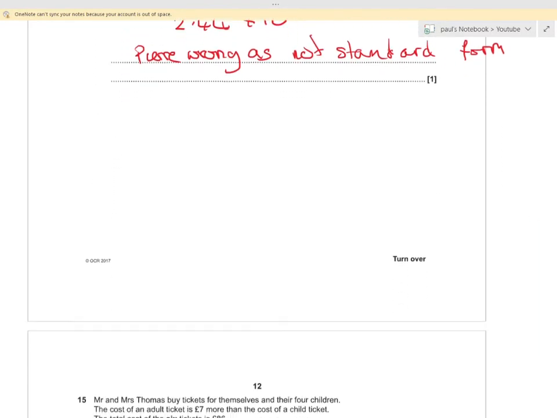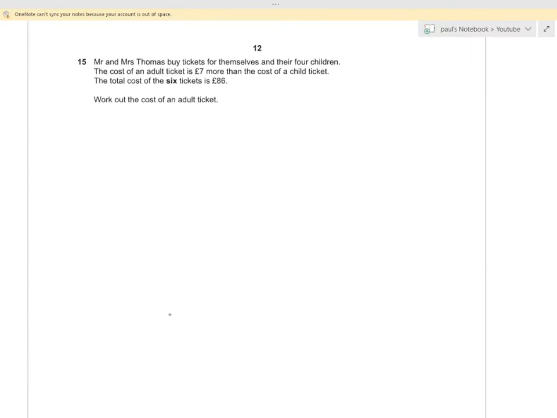What are we up to now? Number 15. Right, Mr. and Mrs. Thomas. They're going to buy some tickets for themselves and 4 children. The cost of an adult ticket is £7 more than the cost of a child ticket. The cost of 6 tickets is £86. Work out the cost of an adult ticket.